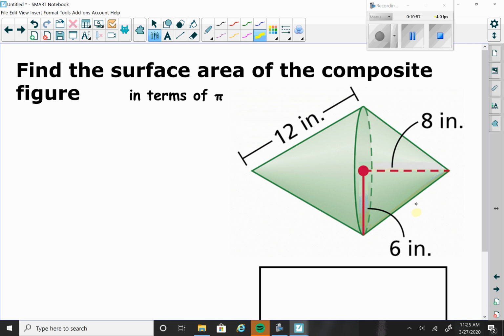So again, pause the video right now. Find the lateral of the cone on the left, the lateral of the cone on the right, add them together to get your total surface area. So go ahead and pause it.